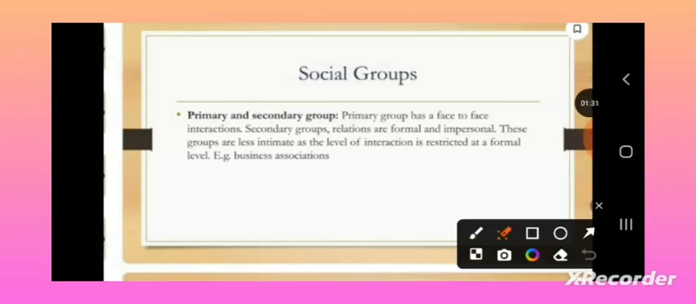Social groups, primary and secondary groups. A primary group is characterized by face-to-face interaction. They are typically small, intimate and long-lasting. Family and close friends are examples. Secondary group relationships are generally formal and impersonal. These groups are less intimate and the level of interaction is restricted to a formal level. A business association is an example of a secondary group.